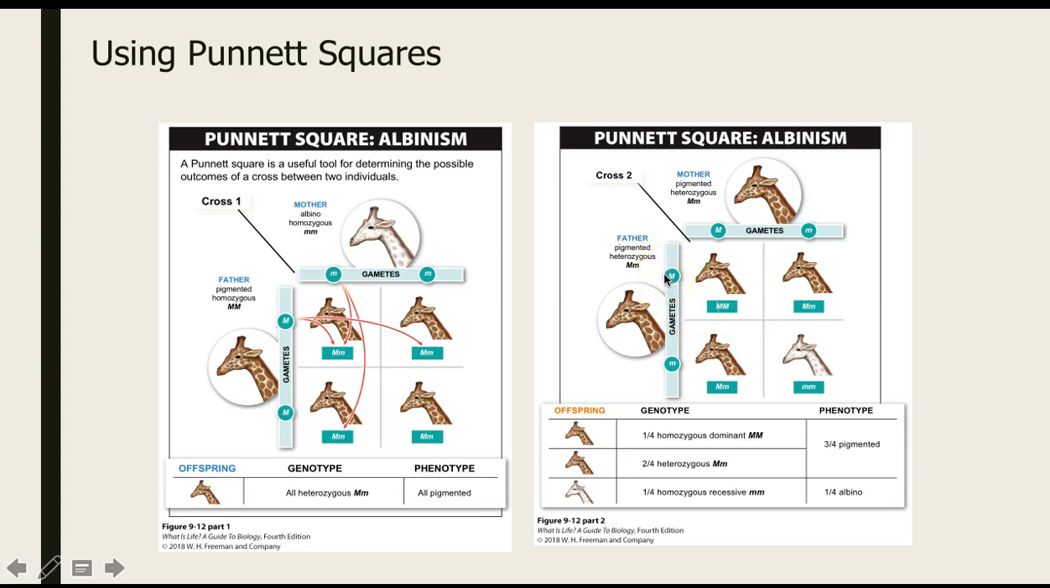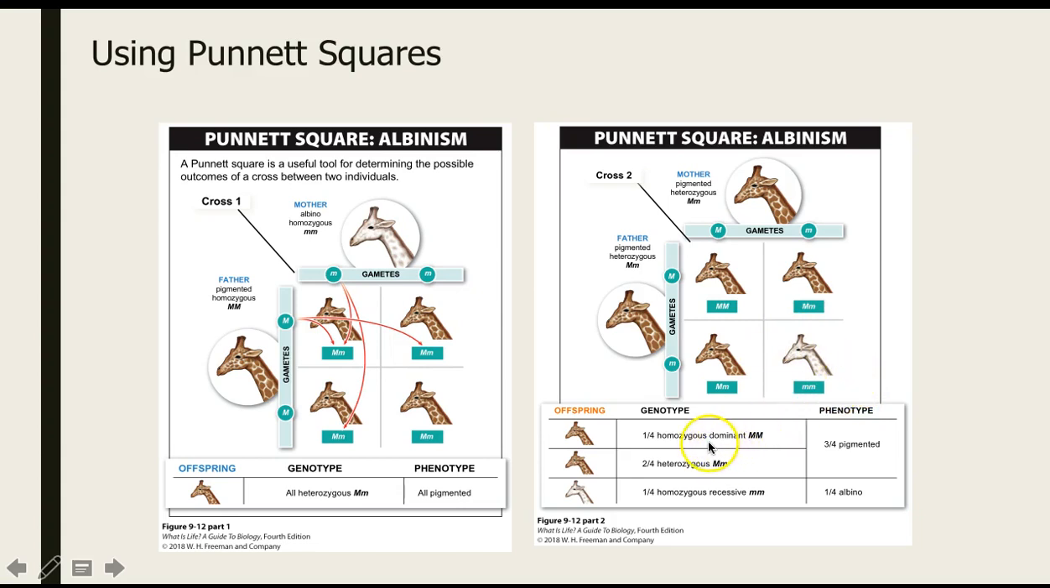But if this dominant M meets up with this recessive m, you still get a pigmented giraffe. It still looks the same. The phenotype is still the same. But notice the genotype is different. Homozygous dominant versus heterozygous. Also notice that there's two different ways that you can get heterozygous individuals. You can get the father giving the little m and the mother giving the big M. Or you can get it as the father giving the big M and the mother giving the little m. If both little m's are given to the offspring, then you have your albino.